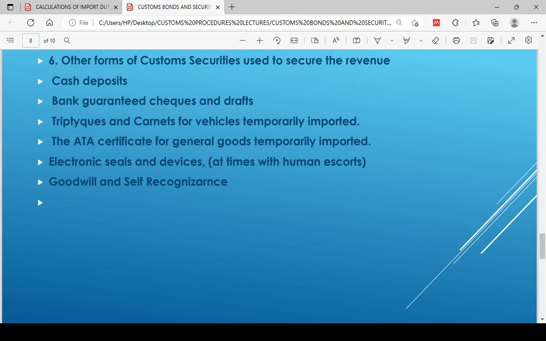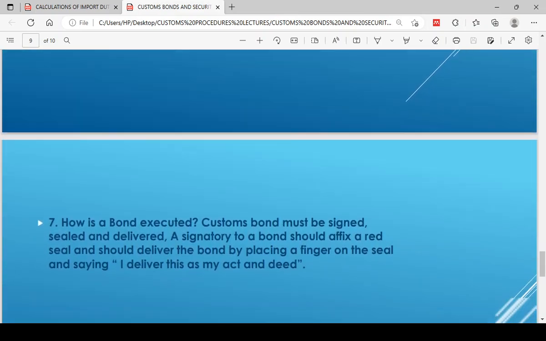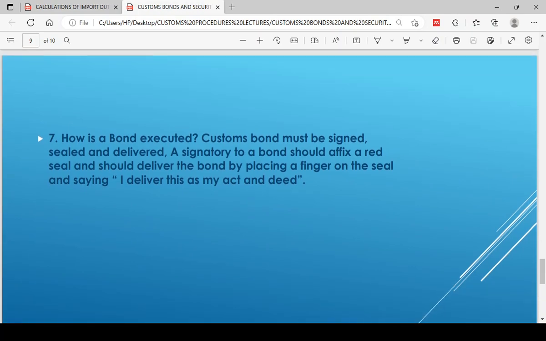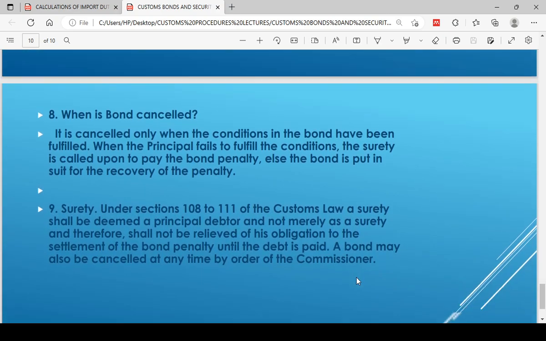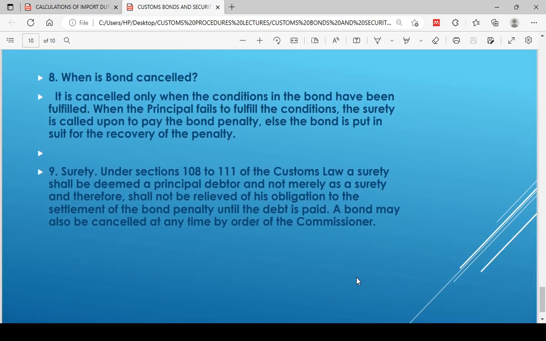So how do we execute a bond? A customs bond must be signed, sealed, and delivered. A signatory to a bond should affix a red seal and should deliver the bond by placing a finger on the red seal and saying, I deliver this to you, customs, as my act and deed. So after delivering and depositing the bond with customs, when is the bond cancelled? The bond is only cancelled when the conditions in the bond have been fulfilled. When the principal fails to fulfill the conditions, the surety is called upon to pay the bond penalty, else the bond is put in suit for the recovery of the penalty.